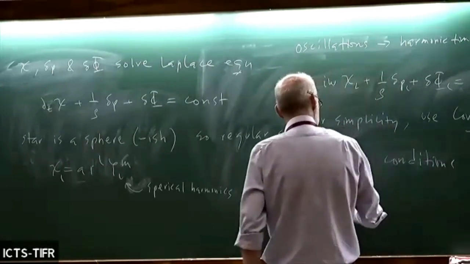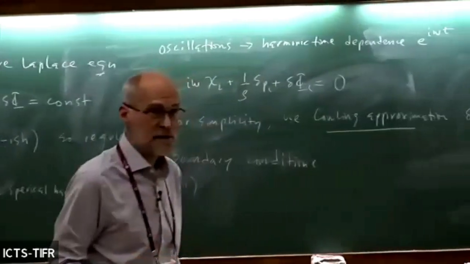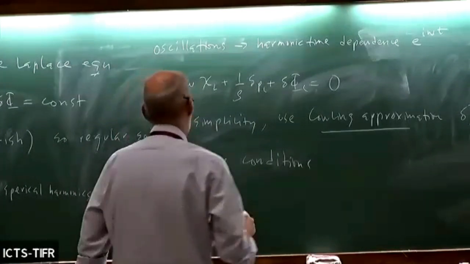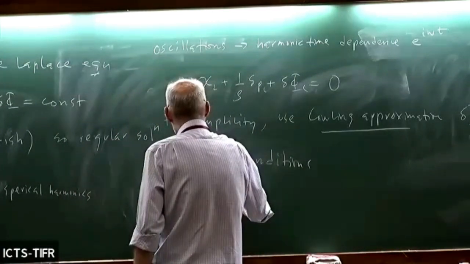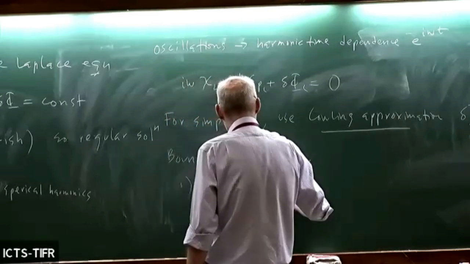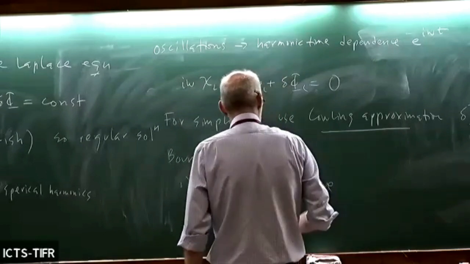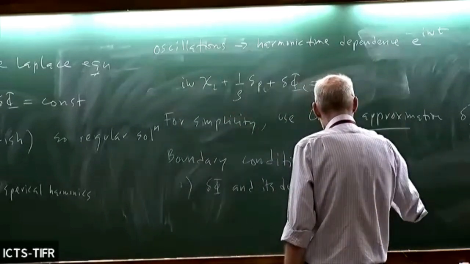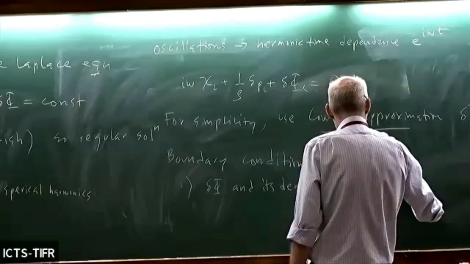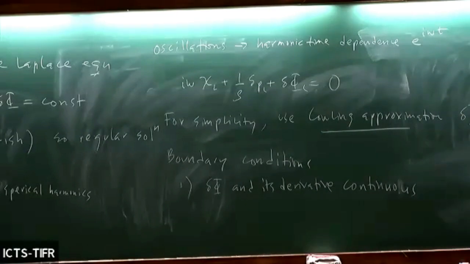Well, there are two. First, the piece we've ignored, but let's put it in anyway to be complete. So delta phi and its derivative should be continuous. Yeah, continuous. So you have to match what happens in the star to what happens outside at the surface. Okay.